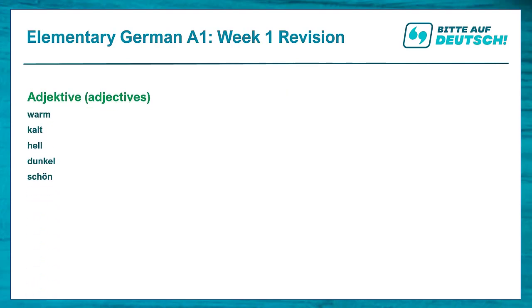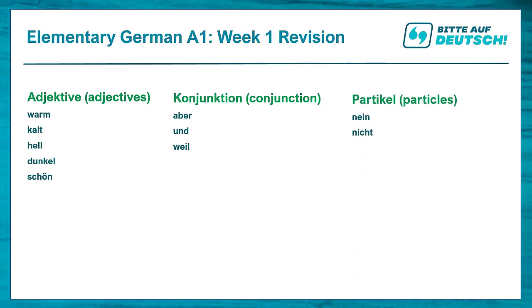Next in our list, we have the adjectives, Adjektive, which are warm, kalt, hell, dunkel, schön. There are also a couple of conjunctions, Konjunktionen, which are aber und weil. And last but not least, negating particles, in this particular case, Partikel, nein und nicht. Those have been all the words that you have been studying in lessons 1 through 4.